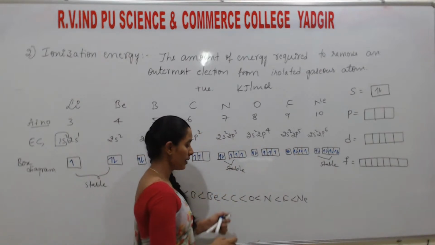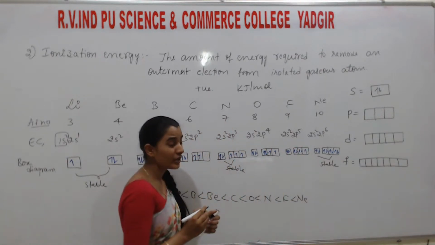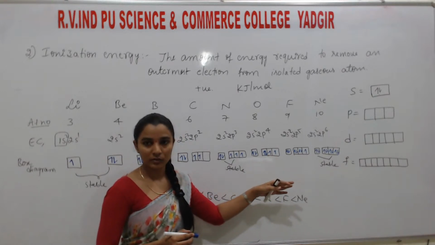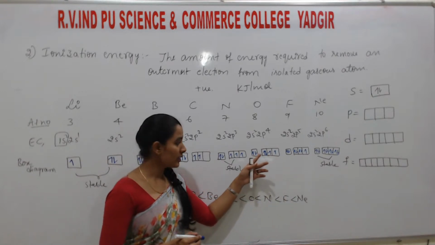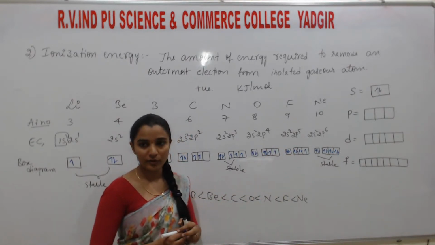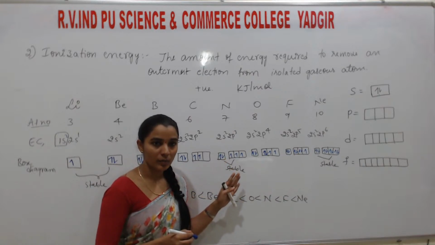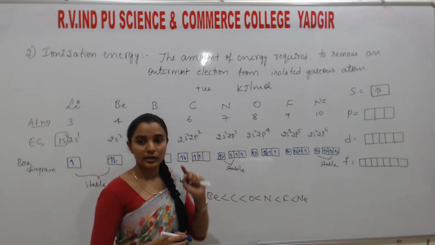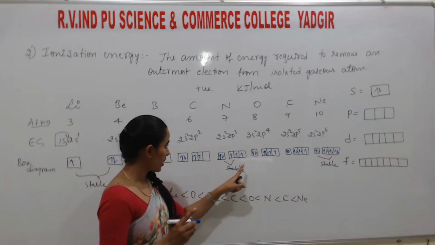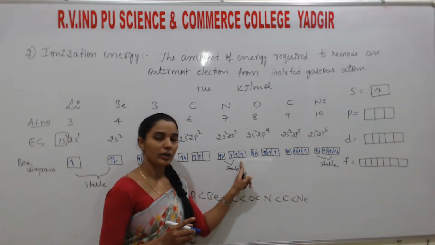So to attain a stable configuration, it easily loses one electron. It requires very little energy. It already prefers a loss of electron. Understand? That's why, to become stable, it easily donates an electron if you apply a small amount of energy. But here it is already stable. To break that stable configuration, we require high energy. Understood? So that's why the ionization energy of oxygen is less compared to nitrogen.